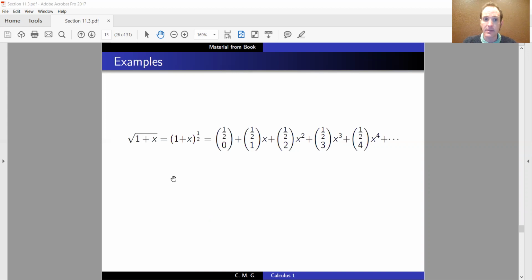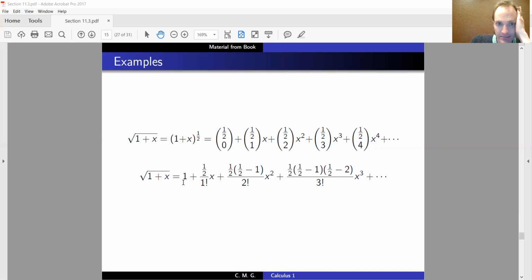Other examples. I can do 1 plus x: the square root of 1 plus x is just 1 plus x to the 1/2 power. I do 1/2 choose 0, 1/2 choose 1, 1/2 choose 2, 1/2 choose 3, 1/2 choose 4. I get 1 is 1/2 choose 0, 1/2 over 1 factorial, 1/2 times (1/2 minus 1) over 2 factorial, 1/2 times (1/2 minus 1) times (1/2 minus 2) over 3 factorial, and so on. This expansion is just going to give me 1/2 x minus 1/8 x squared plus 3/48 x cubed, and so on. And so I can do that.